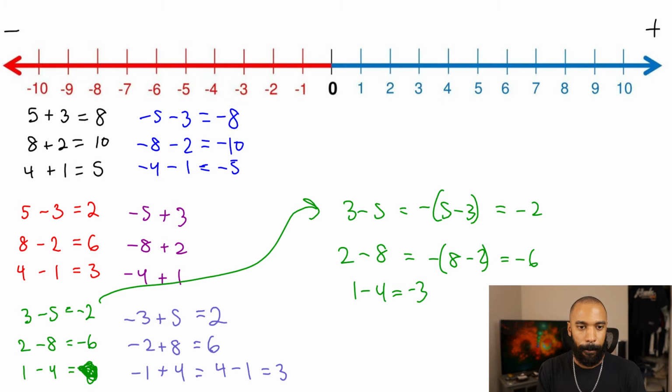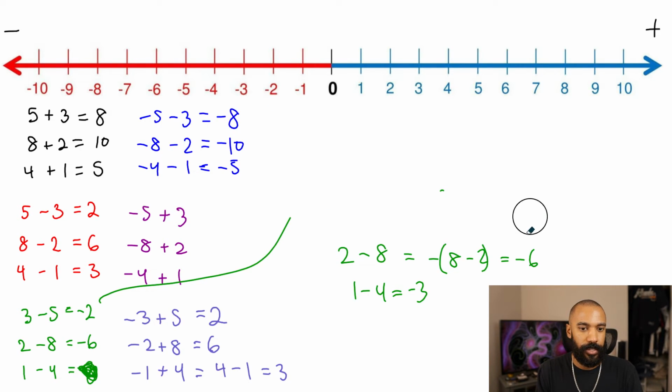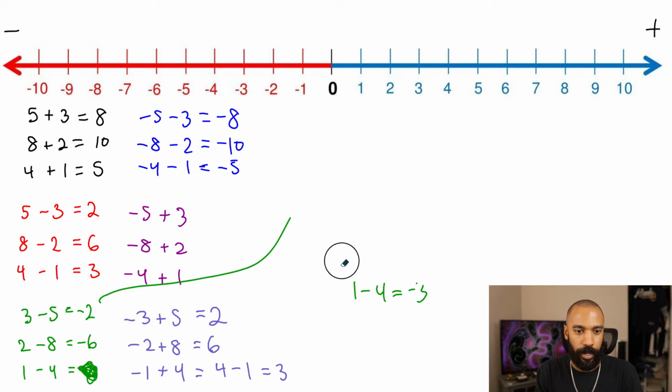Not by using a number line, but by using basic subtraction, and keeping in mind how sizes of quantities work there. Okay, the last one, and this is really up to you how you want to go about doing it.